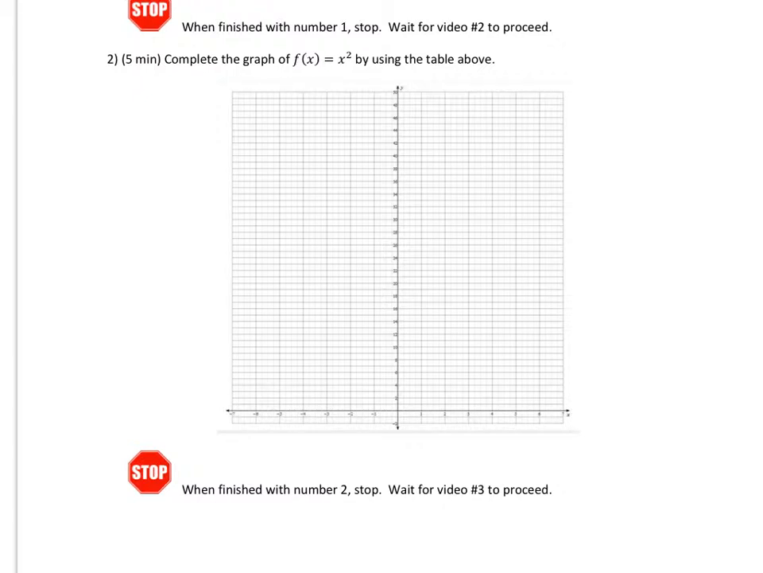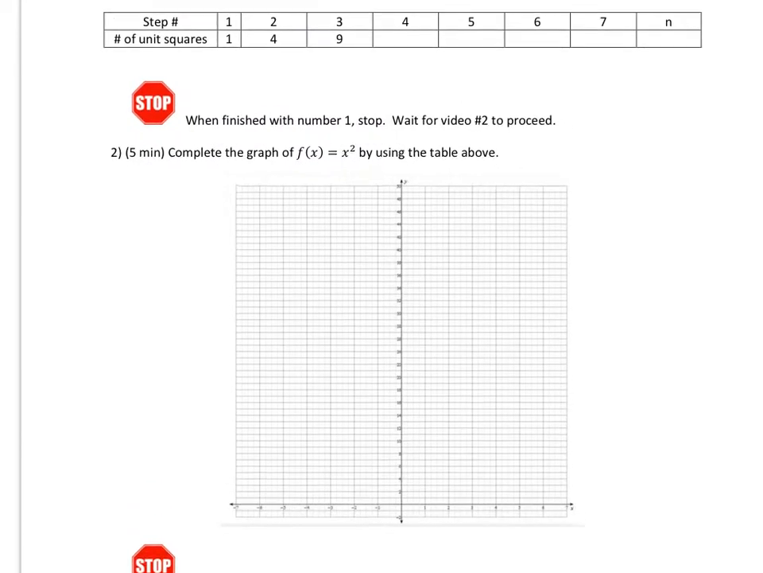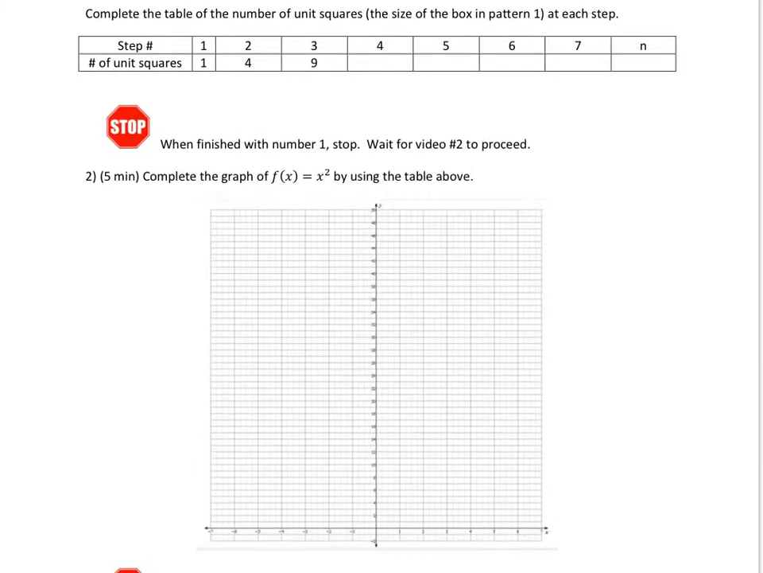All right, let's take a look at number 2. So number 2, it says complete the graph of f of x equals x squared by using the table above. So let's fill out the table because I deleted it. It went 16, 25, 36, 49, which eventually made n squared the pattern. Ooh, that's an ugly 49.